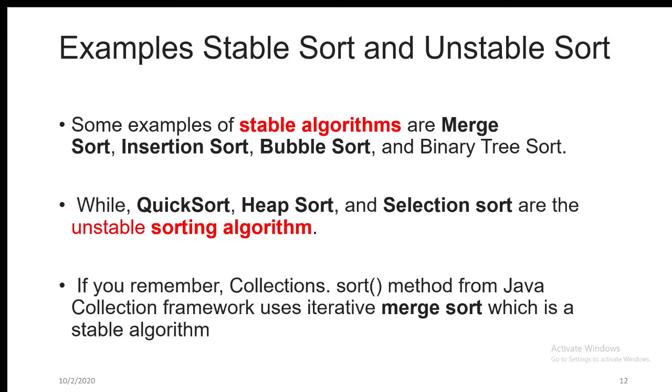Some examples of stable sorting algorithms are merge sort, insertion sort, bubble sort and binary tree sort, while quick sort, heap sort and selection sort are unstable sorting algorithms.